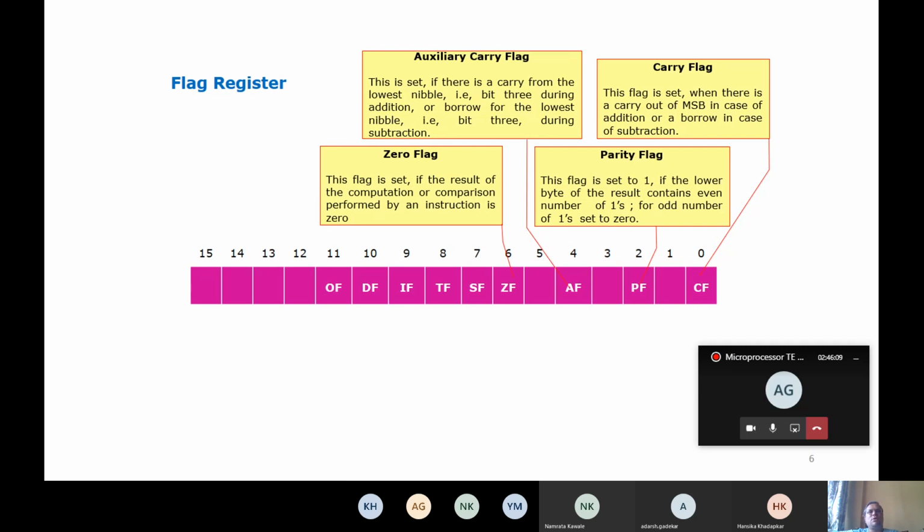This is not a difficult flag to understand. Many of you might be knowing. After performing arithmetic or logical operation, there is a chance that the result created will be zero.